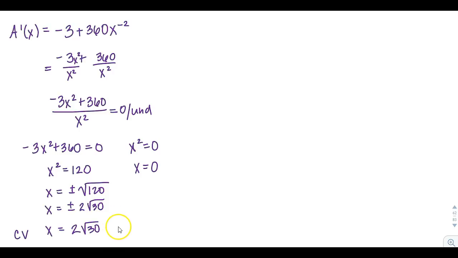To show that we have a maximum, we're going to use the first derivative test. We're going to create our number line, and our number line is going to start at 0 only because this is for x values, and we already said x has to be positive. So our number line will be from 0 to infinity. Our critical value is 2 radical 30. So we can pick our test point of, let's say, 1, and then a whole number bigger than 2 radical 30 is going to be 13.